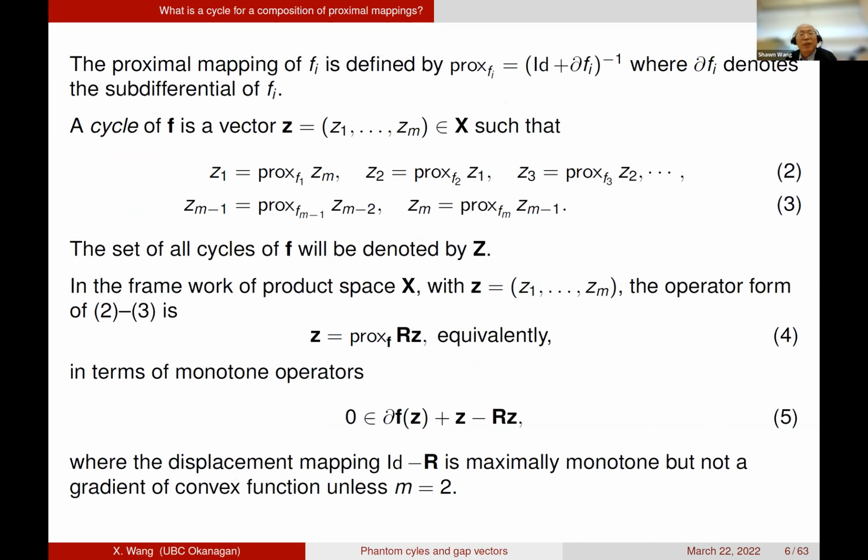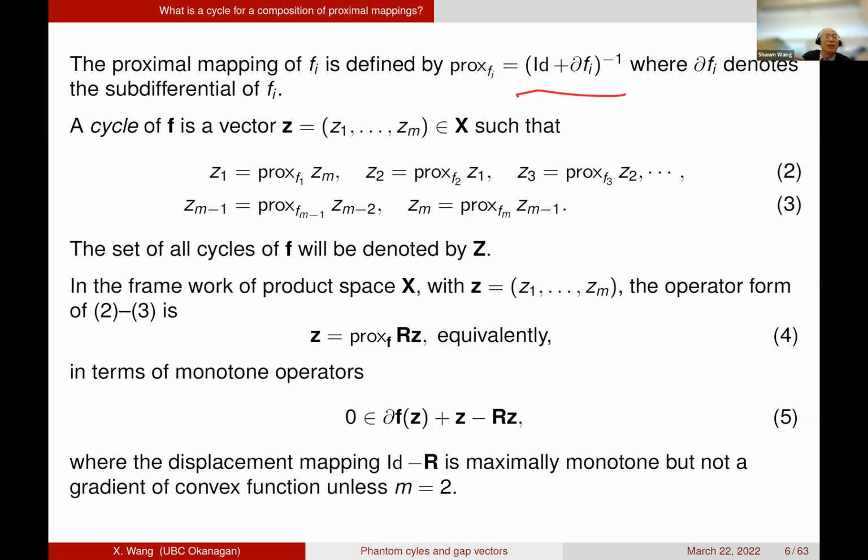So the proximal map, as everybody in convex analysis knows, is denoted by this: the inverse of the identity plus the subdifferential of the convex function. Right? It's firmly nonexpansive.